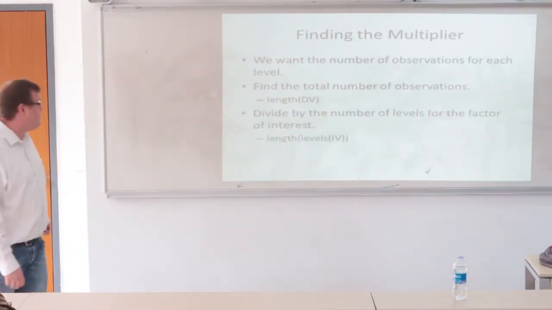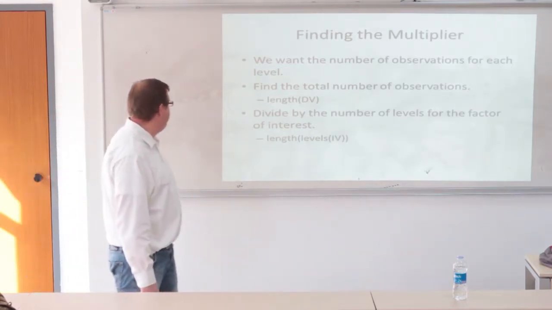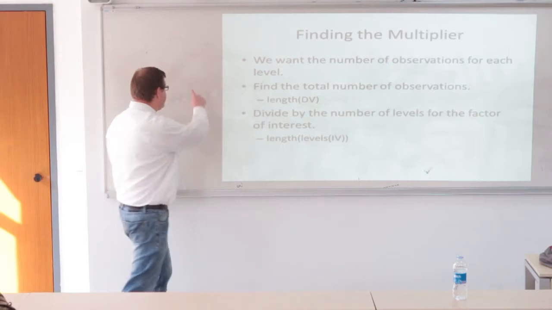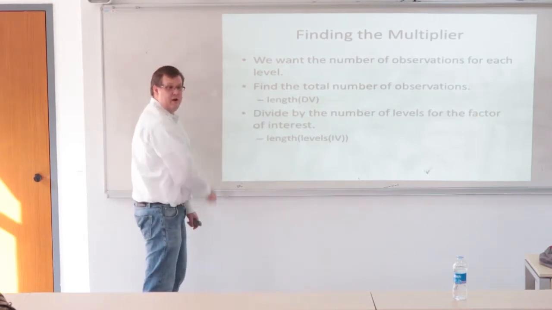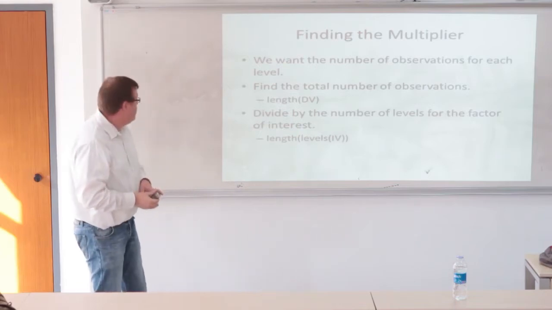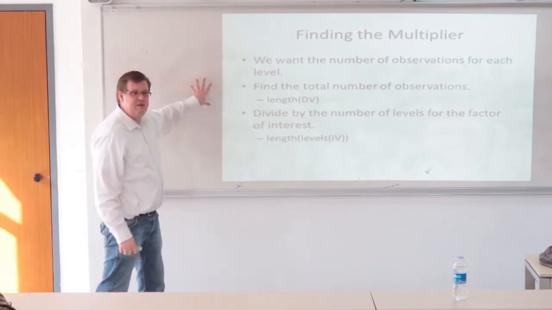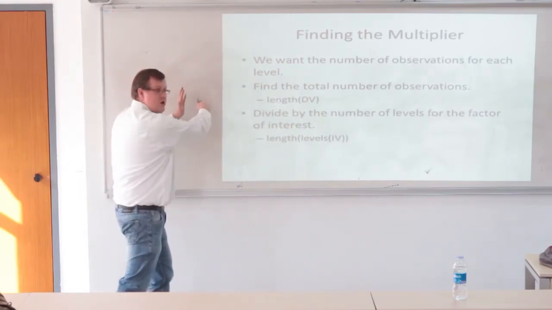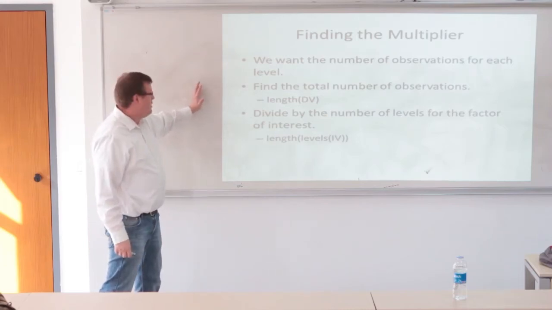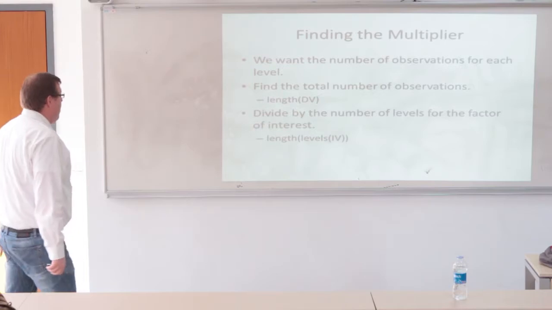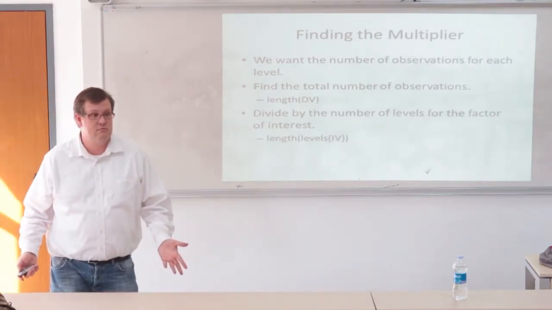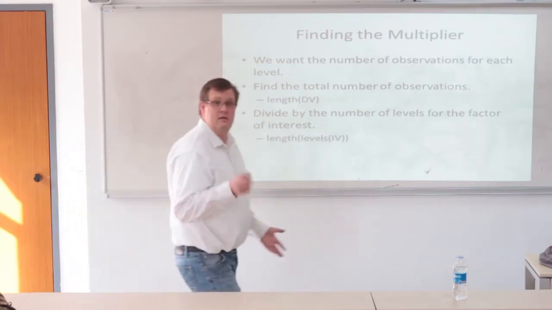And then all you need to do is divide by the number of levels for the factor of interest. You can do this in R, or you can just look. If I say a 2x3, or a 6x7, or whatever the numbers are, if you want that first piece, you just divide by that first piece, that number that represents that first factor. So, that's it.